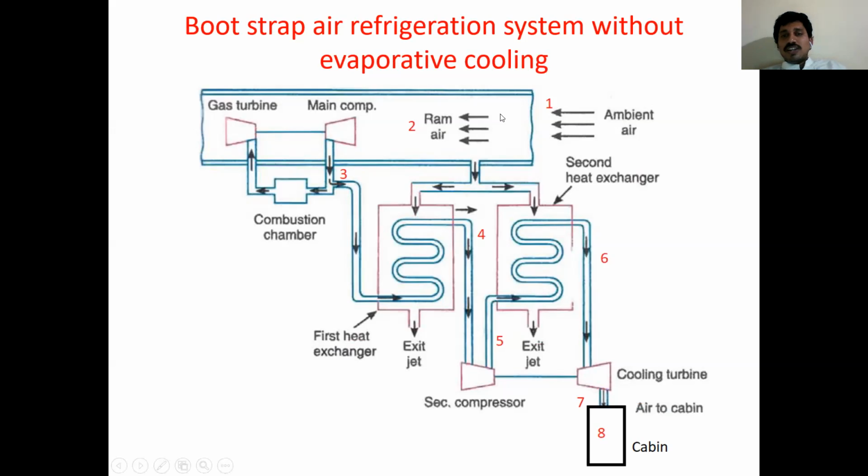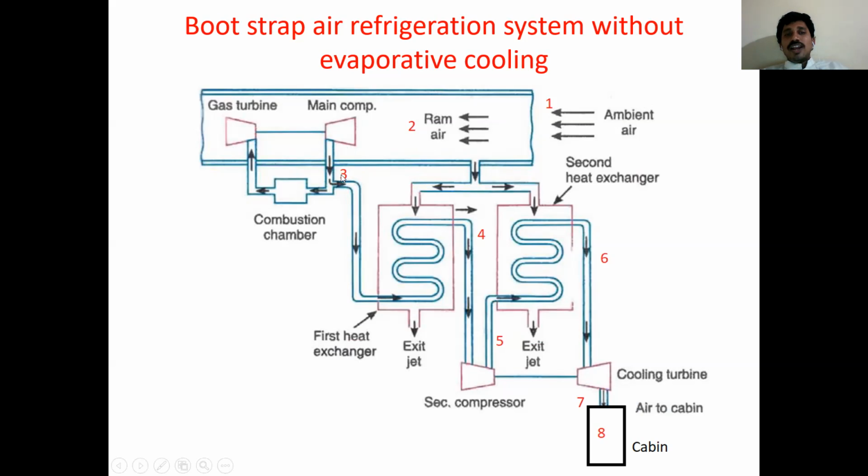Atmospheric air first of all enters the diffuser, where the ramming process takes place and the pressure value increases. So with increased pressure, we have reached section 2 now. With increased pressure, from here air moves to the compressor. This is called the main compressor or primary compressor, where one more time pressurization takes place.